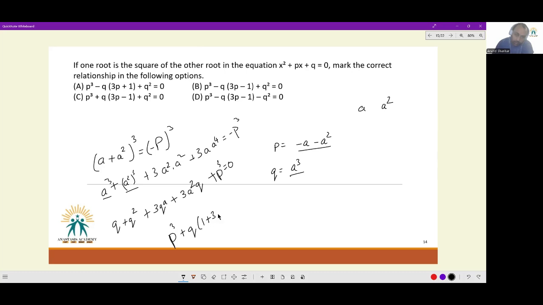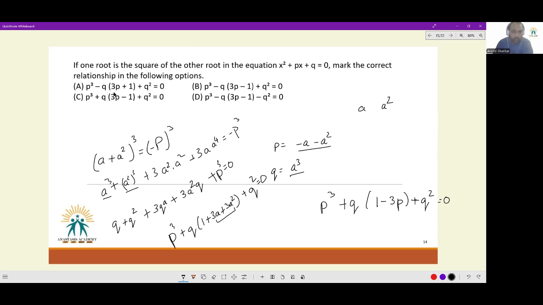You get plus 3a plus 3a square plus q square is equal to 0. This 3a, a and a square, I can replace with -p. So I will get p cube plus q times 1 minus 3p plus q square is equal to 0. This is what we have reached.